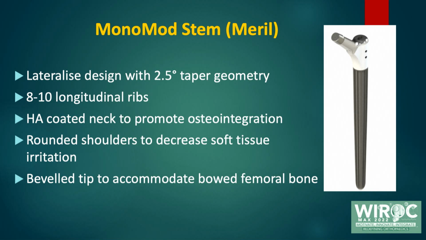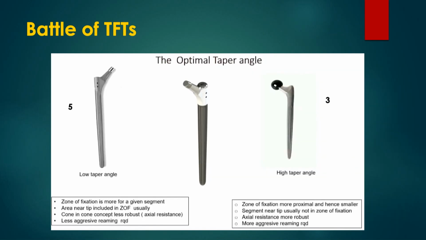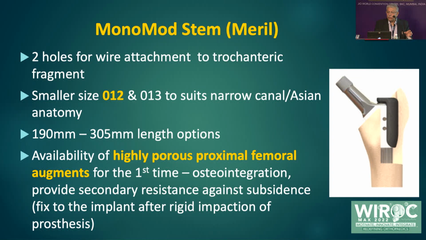Rounded shoulders for the soft tissue irritation, and the bevel tip, which also helps in the lower part to prevent the fractures. And the taper angle has been made optimum. And this stem has got an additional feature of the highly porous proximal femoral augment, which prevents the secondary subsidence, because you can put it there and osseointegration can be achieved. Size starts from 12 for the Asian population. There are various length options, and 2 holes are also there, so you can put the trochanteric wiring. So a lot of designs have been done.